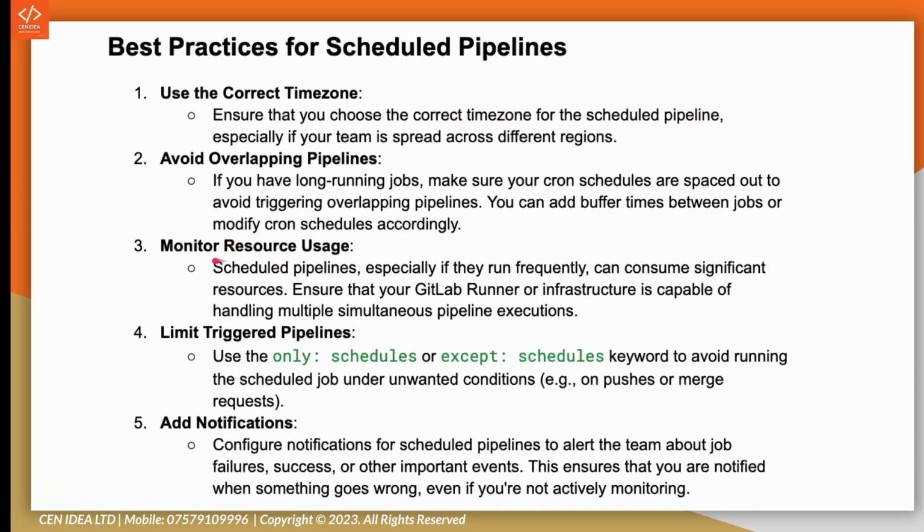The other one, obviously, is to monitor usage and resources. And again, limit the triggered pipelines to certain things. So you might want to create a specific pipeline or a specific stage for that, because you may not want all these jobs or stages on your pipeline to be running at a certain point in time.